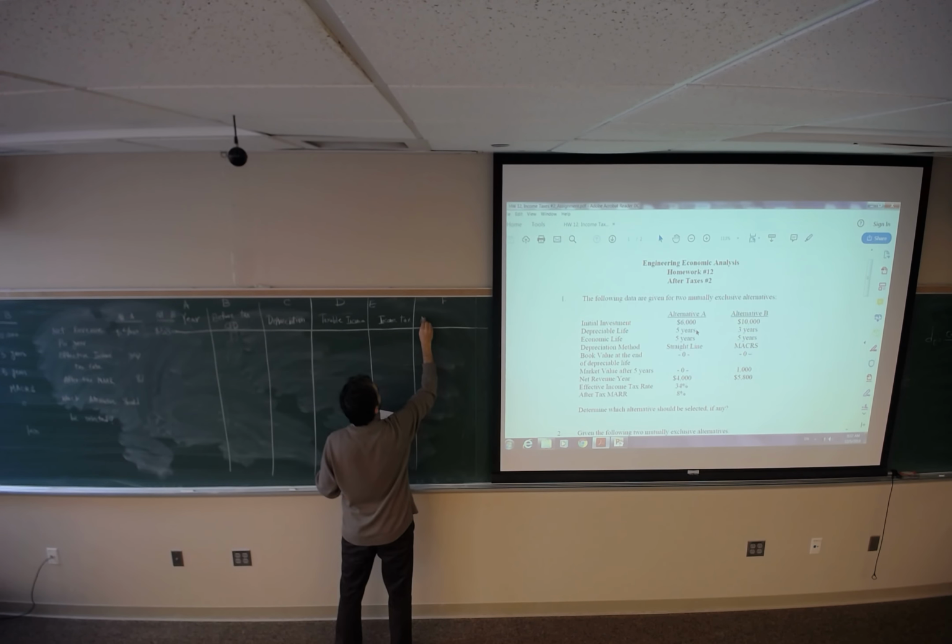So I'm starting with alternative A. I'm gonna do this for alternative B as well. And after I calculate and find this column, I can find the net present worth if I want to do the net present worth analysis by using 8% and compare the net present worth of column F for alternative A and alternative B.